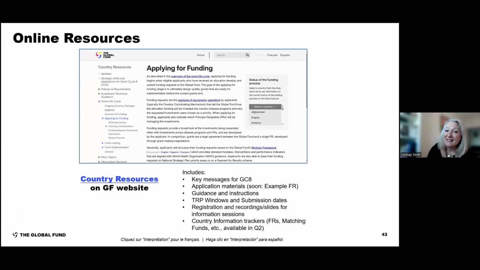Next slide. There are some resources that are already available on the Global Fund website, and more resources will be increasingly added to the Global Fund website over the next couple of weeks. So please do continue going back and reviewing that because the investment guidance will be published as well as all the remaining annexes for the funding request application.